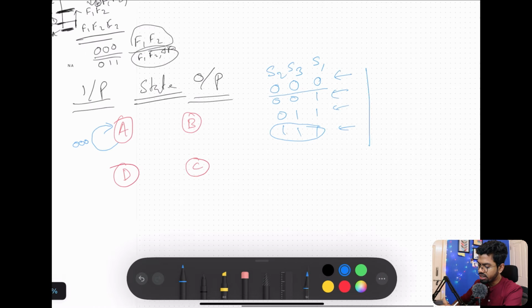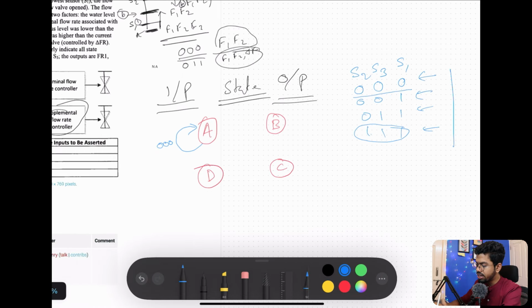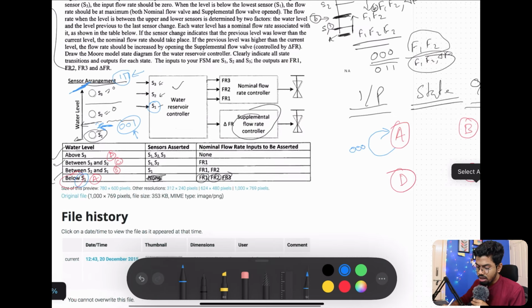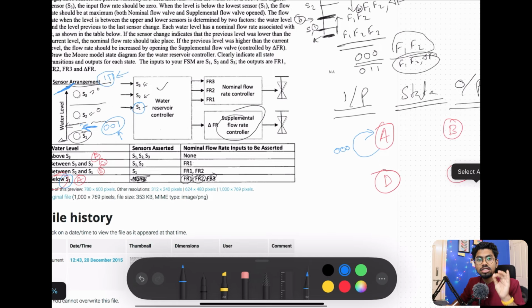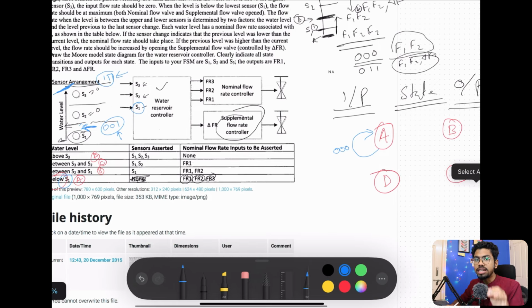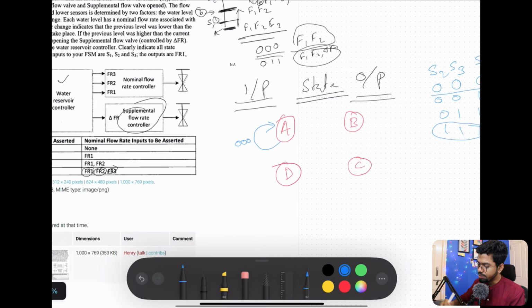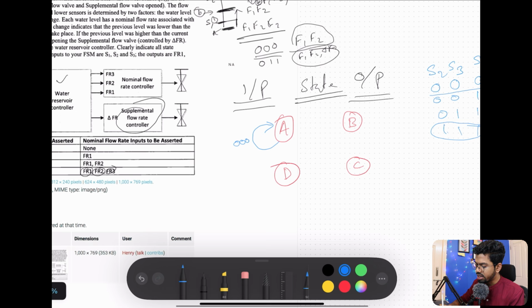So I can write here that anytime you receive a 0 0 1, where should I go? What should be my output? First of all, let us see, if I receive a 0 0 1, which state I'll go to. For sure it is B. Anytime my S1 got activated, it implies I am here in between S2 and S3. So I'll go to state B. I can directly write here, go to state B anytime you receive a 0 0 1.